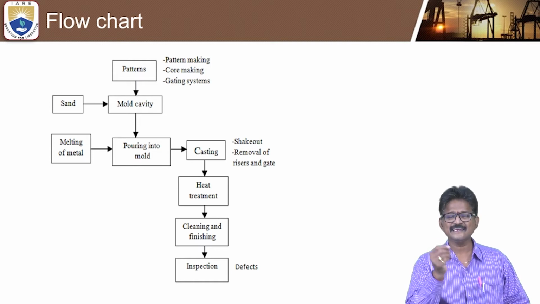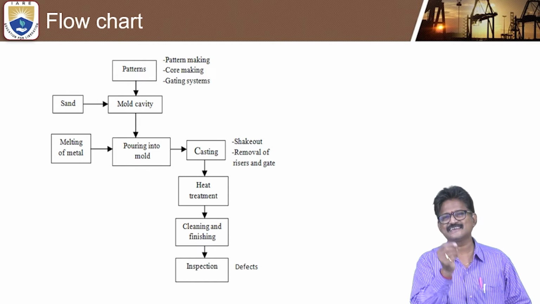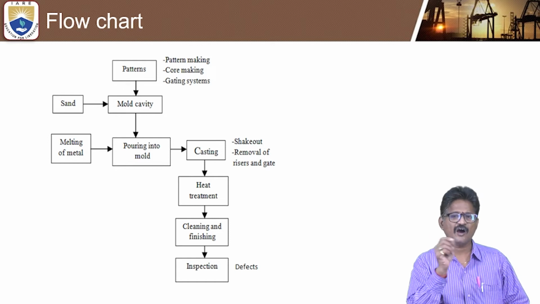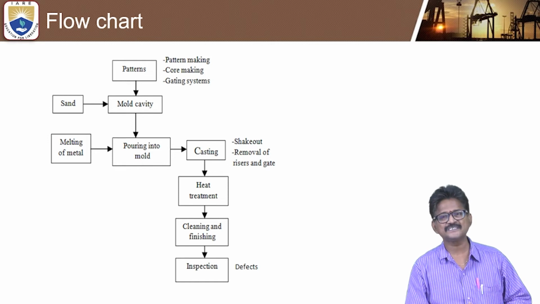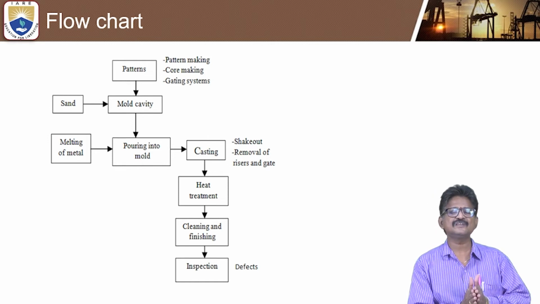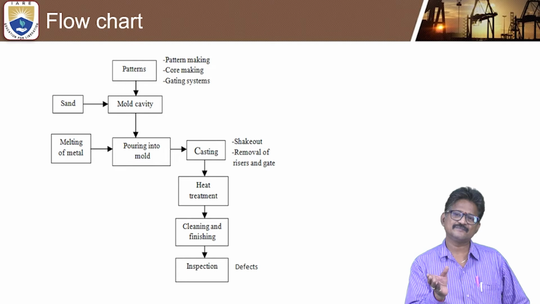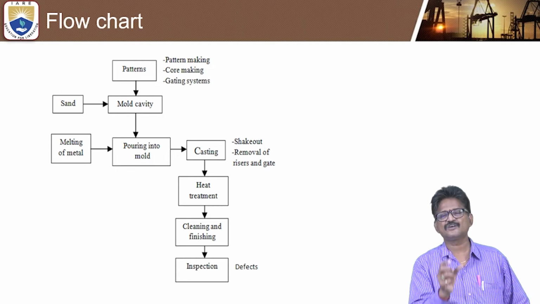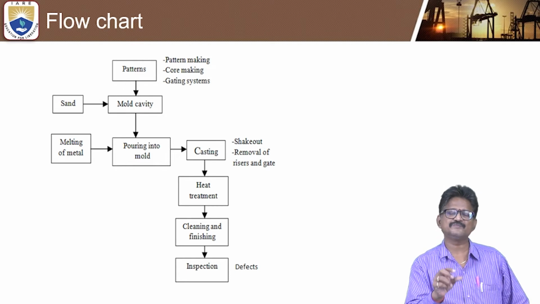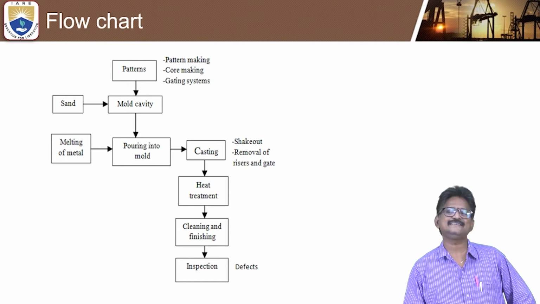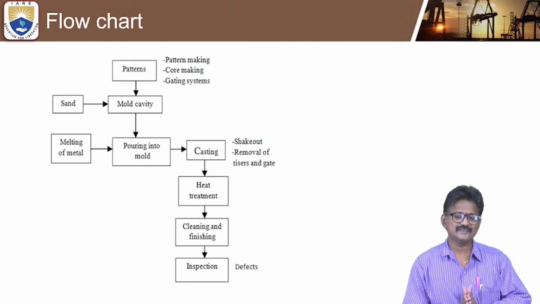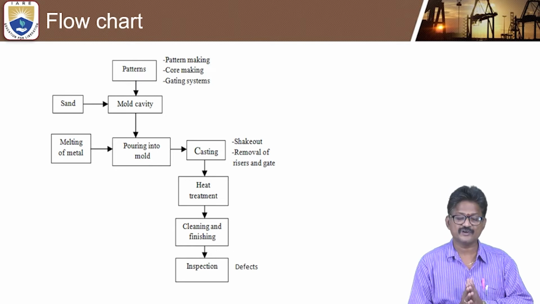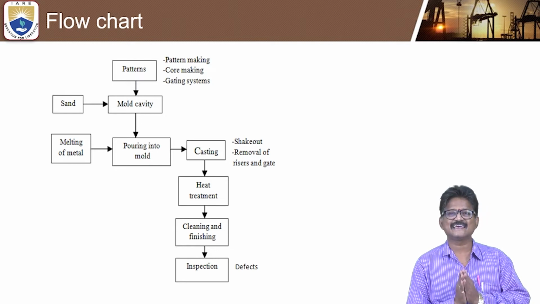And once the cleaning and finishing of excess parts like riser, runner, and gates is done, after that we should give some inspection. Once the inspection is over, defective parts can be eliminated. The sound products may be dispatched to the painting section or the final customer. Okay, so this is the flow chart of the preparation of metal casting.